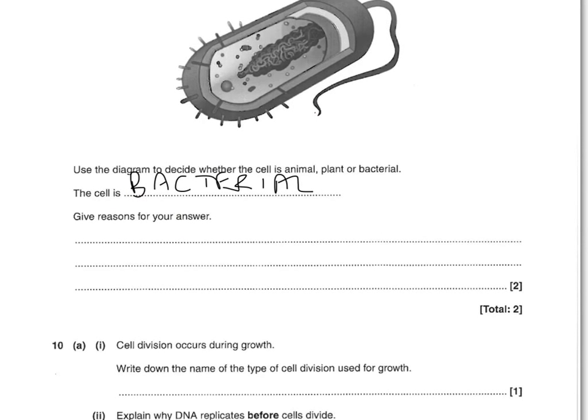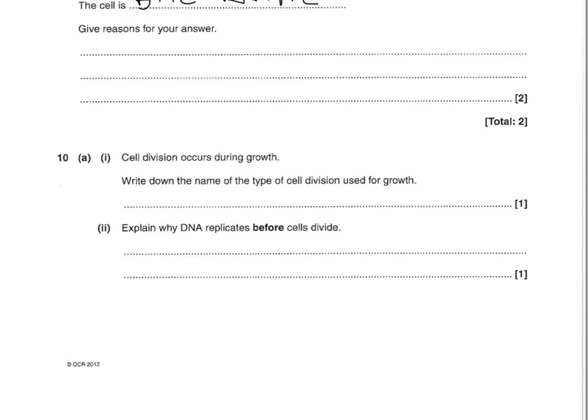And then the next question says, cell division occurs during growth. Write down the name of the type of cell division used for growth, and that is mitosis. So you've got 2 options there, and it's mitosis that you need to put in there. And then it says, explain why DNA replicates before cells divide. And so to get the mark here, you must refer to the new cell that is produced after the division. So you have to say something like, it makes a copy of the chromosome, so there are 2 new copies, 1 for each new cell.